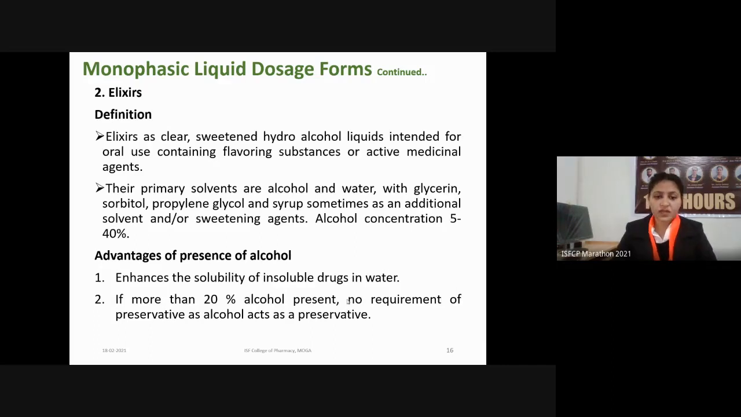Now, what is the advantage of using alcohol? We are saying that in elixirs we add alcohol. So, why is there a need to add alcohol? What will be the advantage of it?